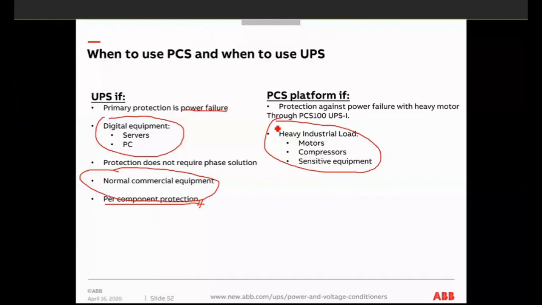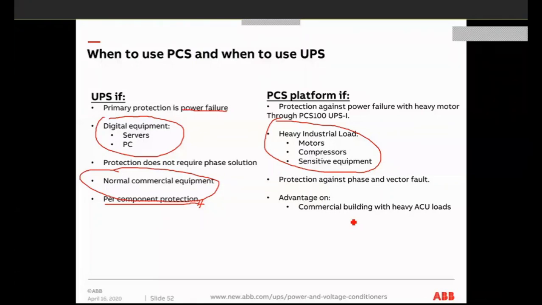So the advantage of this one for a commercial building is that if you have a commercial building with a heavy ACU load or a cooling tower that is big enough, and because of the power fluctuation or voltage dips and sags happening in that area, the PCS ABC system or PCS platform can actually help you. And with the PCS platform, this can prolong the life of your components.